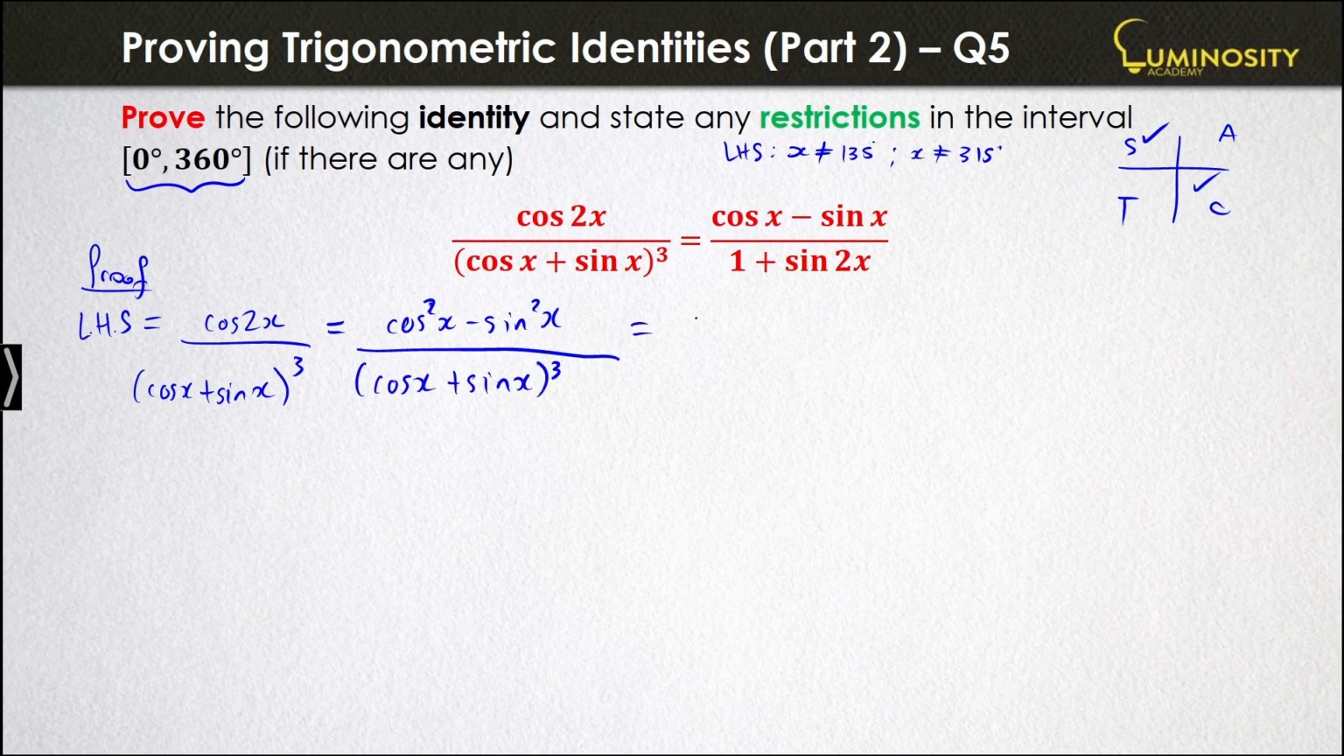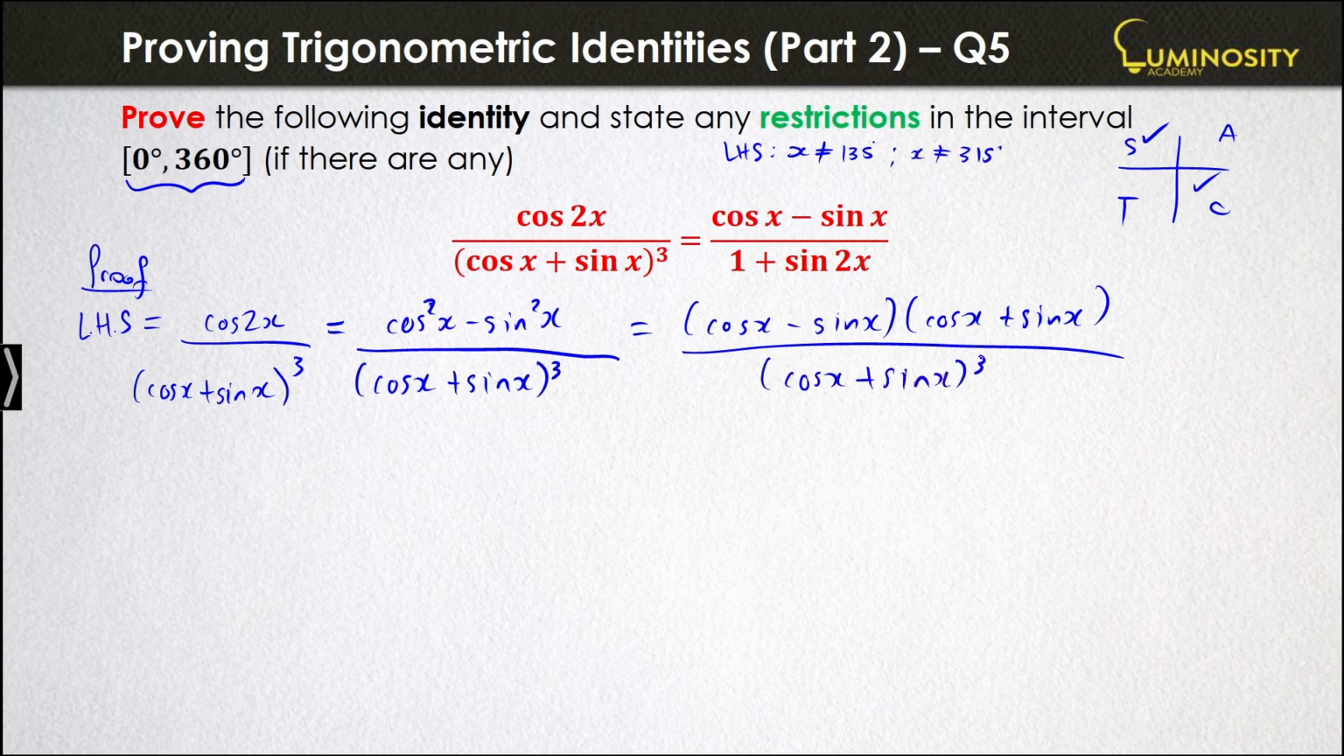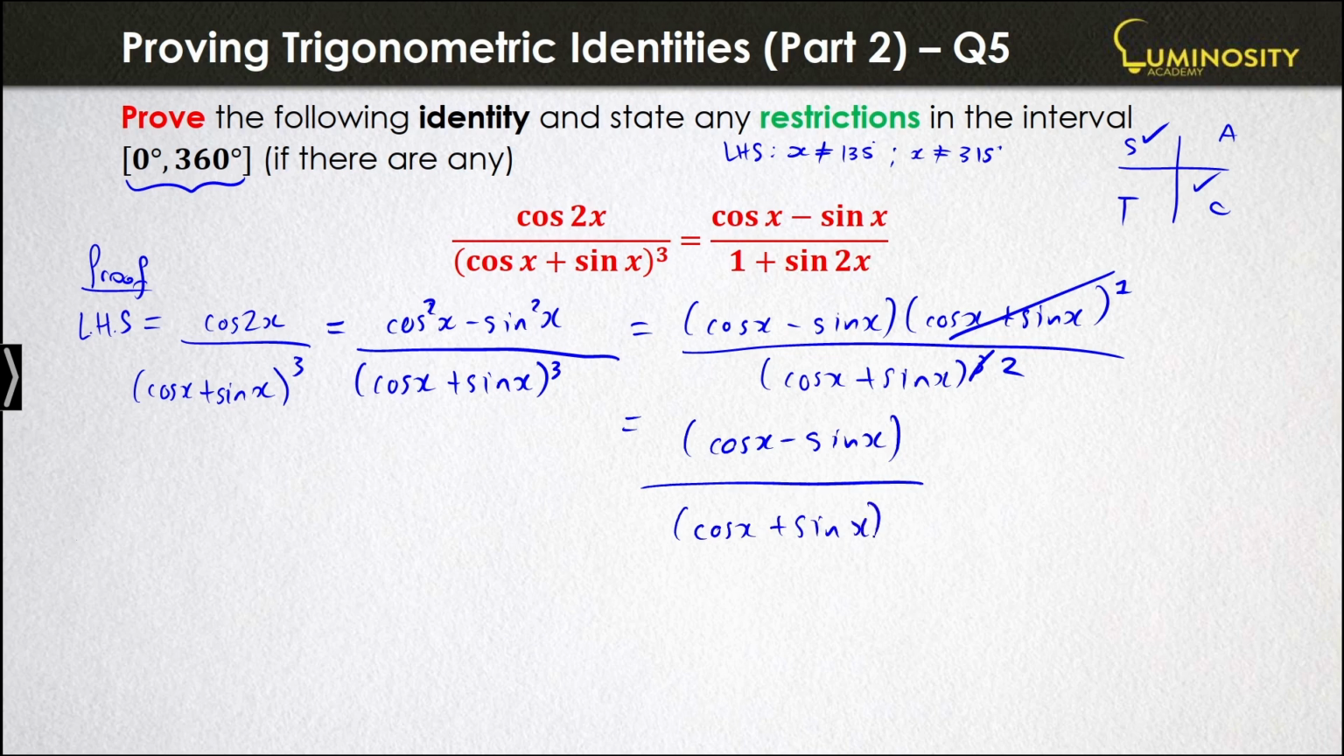Okay, so on the top now, difference of 2 squares, so that's cos x minus sine x times cos x plus sine x. So you can see your algebraic toolkit needs to be here, difference of 2 squares, and then this is cos x plus sine x all cubed. Now there's a term here with a given power of 1, and there's a term here with a given power of 3. So this entire term divides out once, and that becomes a square power. So it's equal to cos x minus sine x all over cos x plus sine x all squared.